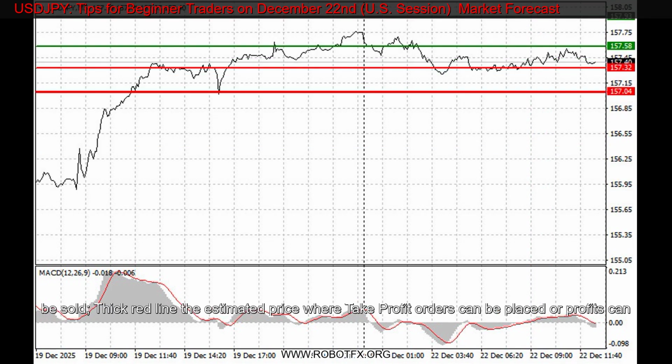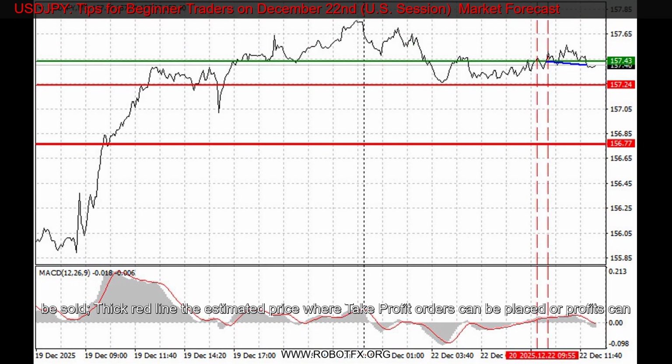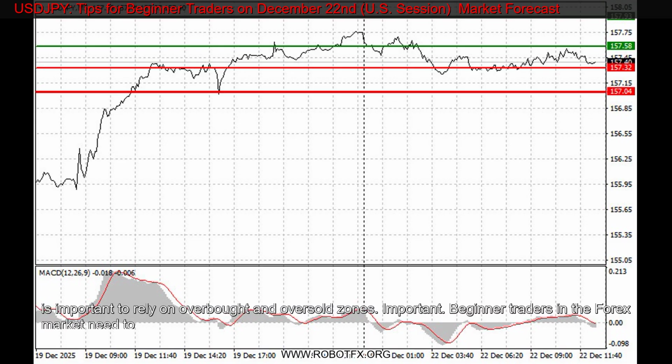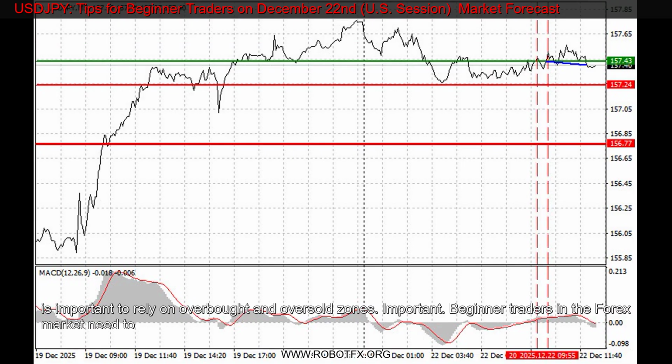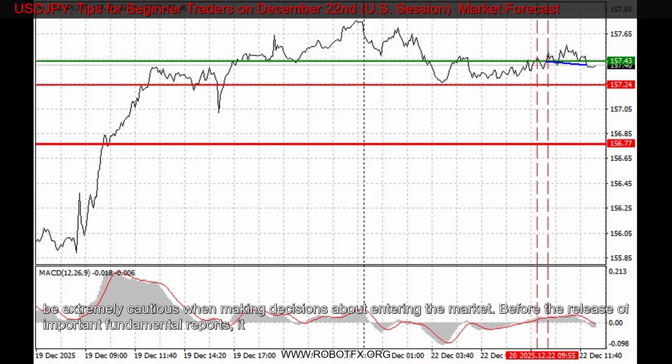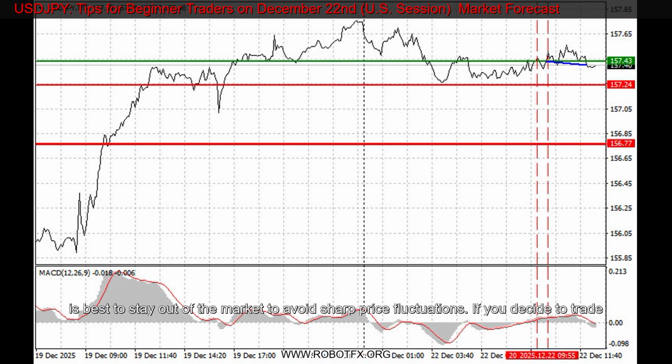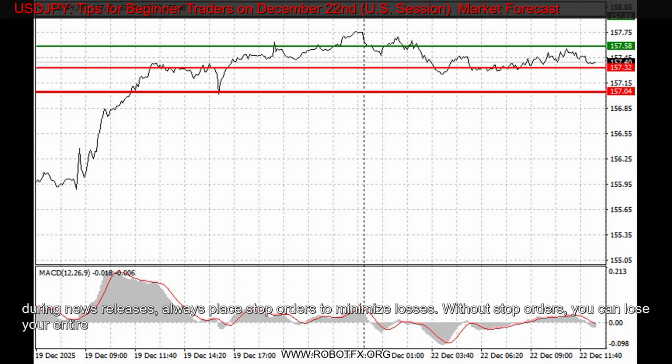Important: beginner traders in the Forex market need to be extremely cautious when making decisions about entering the market. Before the release of important fundamental reports, it is best to stay out of the market to avoid sharp price fluctuations. If you decide to trade during news releases, always place stop orders to minimize losses. Without stop orders, you can lose your entire deposit very quickly, especially if you do not use money management and trade large volumes. And remember that successful trading requires a clear trading plan, such as the one presented above. Spontaneous trading decisions based on the current market situation are an inherently losing strategy for an intraday trader.